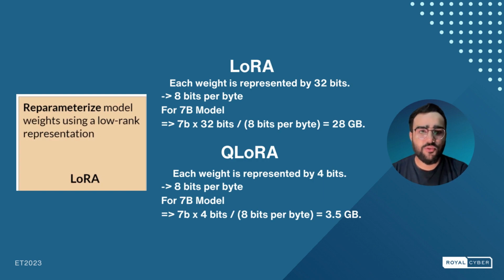As you can see on the screen, for LoRA, each weight is represented by 32 bits. That means for a 7 billion parameter model, we need 28 gigabytes of GPU memory to run that model. While there is an upgraded version of LoRA, that's quantized LoRA or QLoRA, where each weight is represented by 4 bits. That means for a 7 billion parameter model, we only need 3.5 gigabytes of GPU memory to run it.